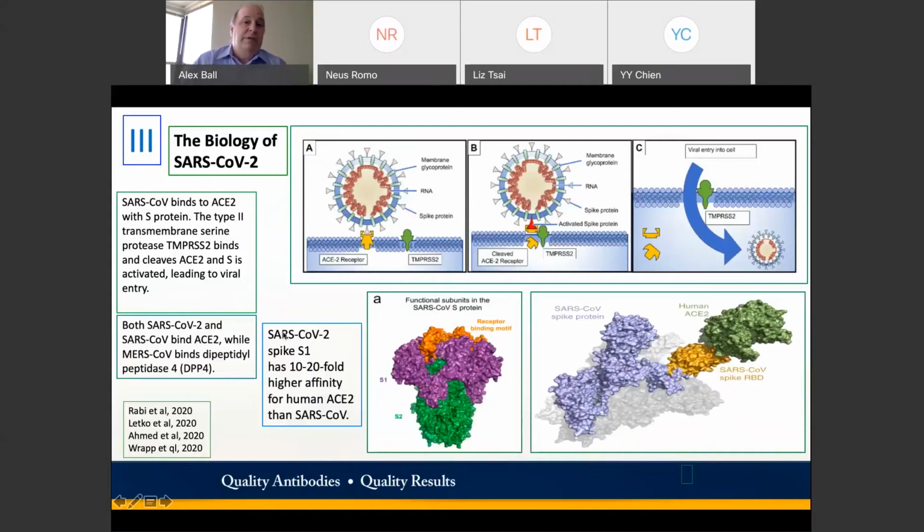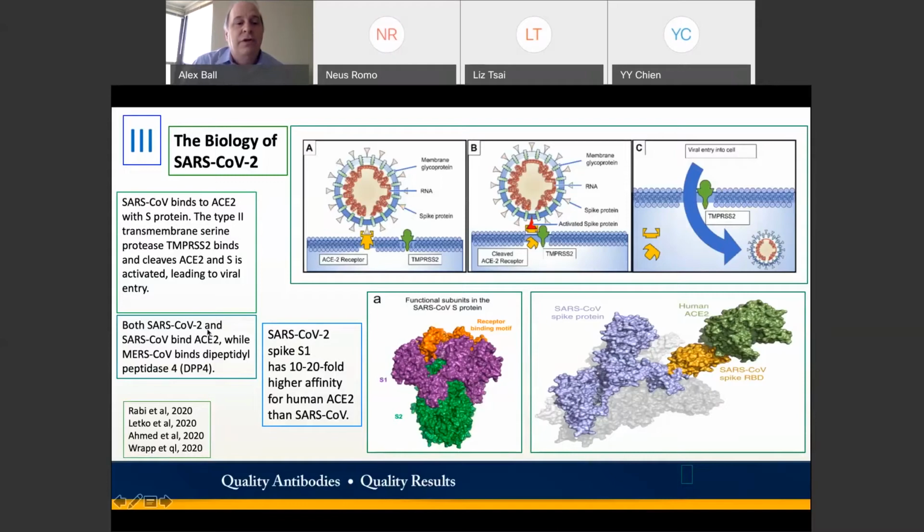As this audience is aware, the key protein that people have focused on is spike. And as we know, SARS-CoV-2 binds to ACE2 through its S protein. And the type 2 transmembrane serine protease TMPRSS2 cleaves ACE2 and activates S, which leads to viral entry, as indicated here in the schematic.